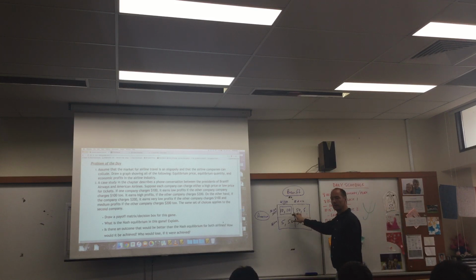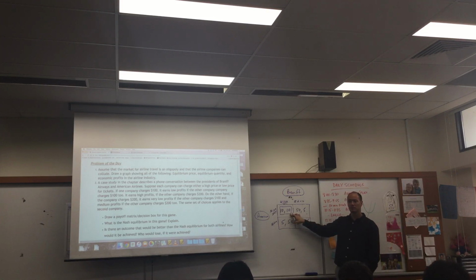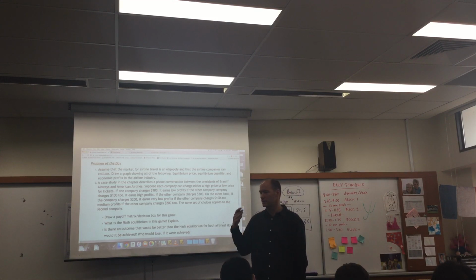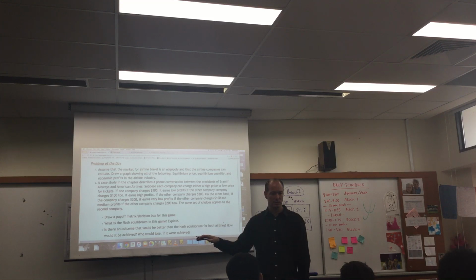And so the Nash equilibrium is named for Nash. He's the one who came up with that idea. Okay, so what is a Nash equilibrium? A Nash equilibrium is a stable outcome, which is what an equilibrium is, right? It's a point at which there is no tendency to change, right?